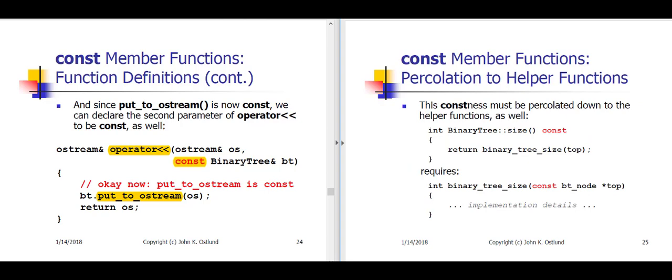Now, we built our binary tree class on top of a whole bunch of previously developed lower-level binary tree helper functions written in terms of pointers to these BT node structures. So if we decide that we're going to update our binary tree class to specify that all the accessor functions are const, this is going to mean percolating this constness down through all of those helper functions as well. Here we're saying that size is a const member function of the binary tree class, so that means the helper function, binary tree size, had better be receiving the data member top as a pointer to a BT node const.